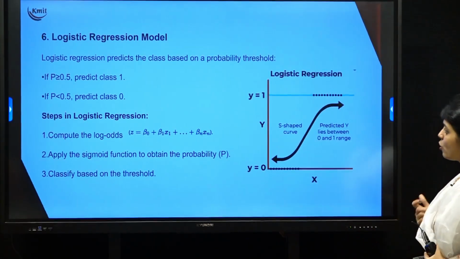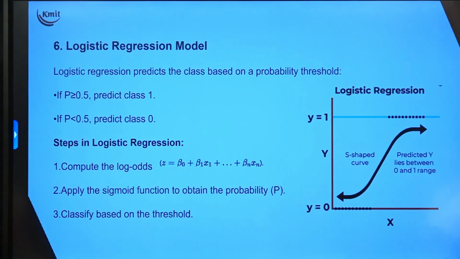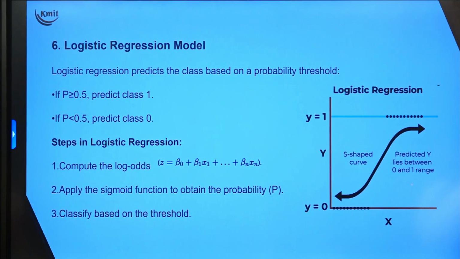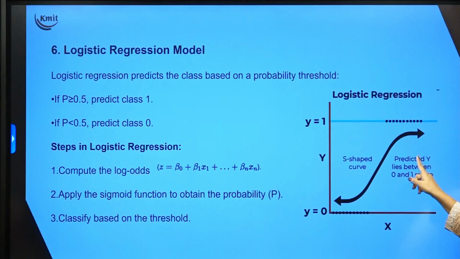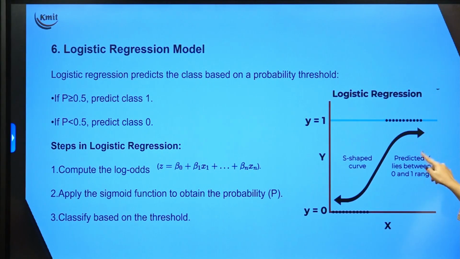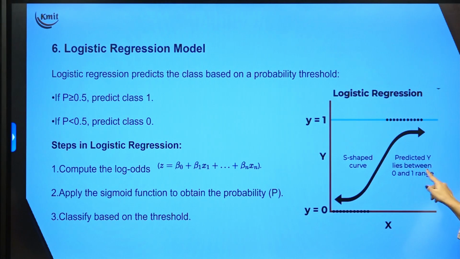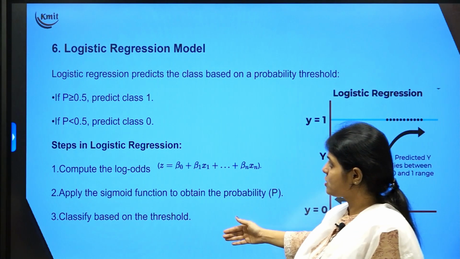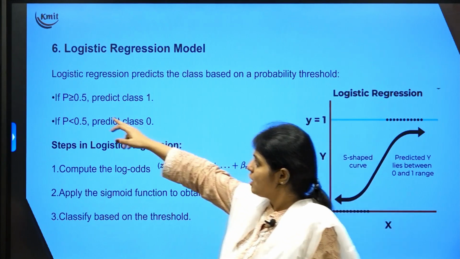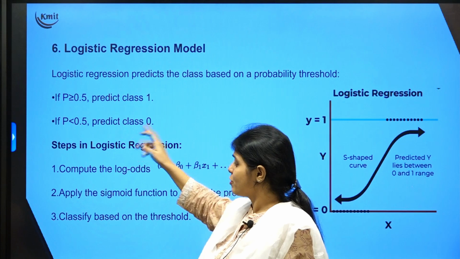Now, the logistic regression model will predict the class, whether it is class 0 or class 1, based on the probability threshold. As you can see, we have this S-shaped curve, hence we call it a sigmoid function. This will predict whether y lies between 0 and 1. So for working with the logistic regression algorithm, we say p greater than or equal to 0.5 is class 1, p less than 0.5 is class 0.